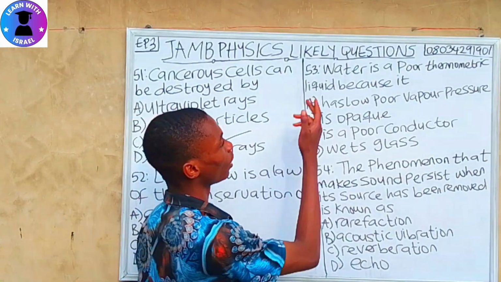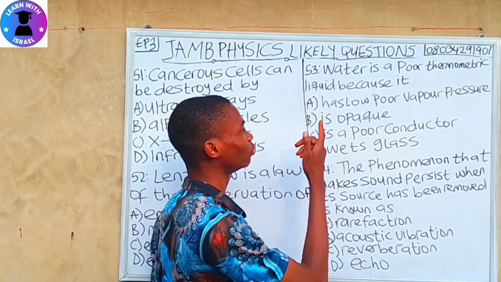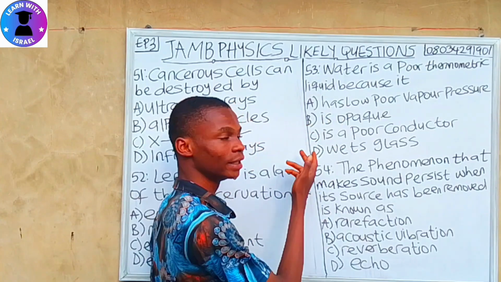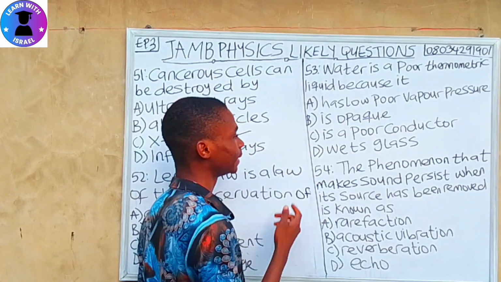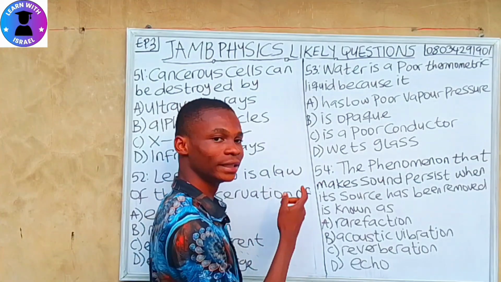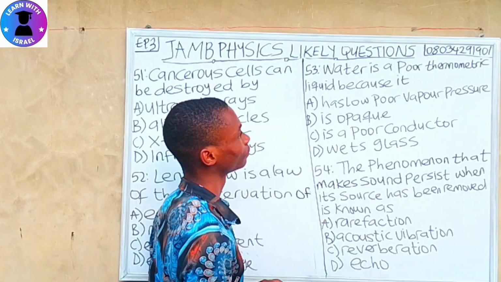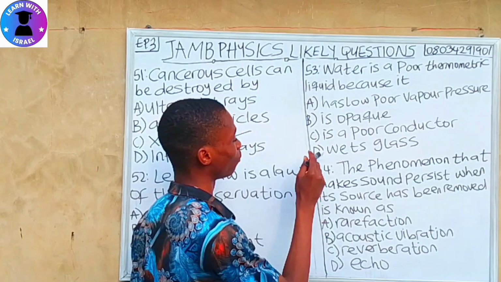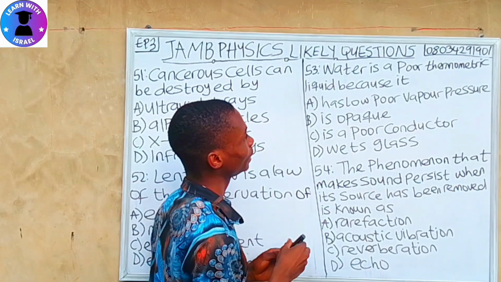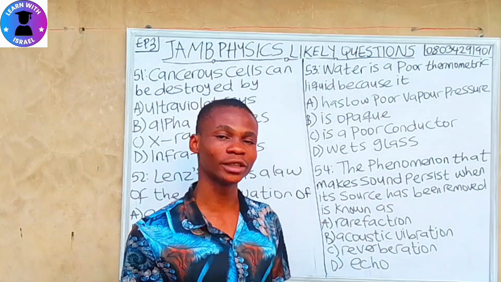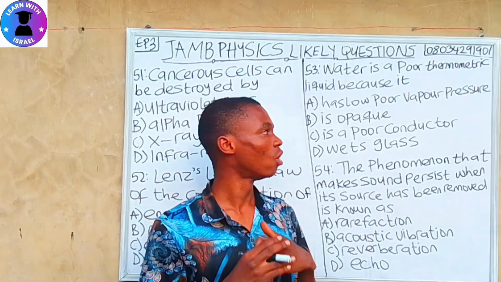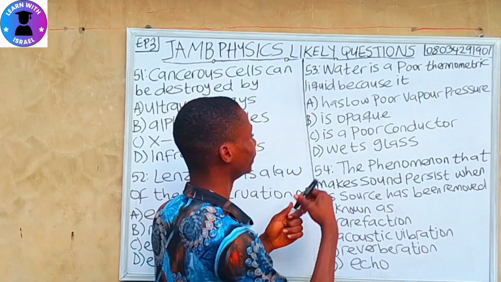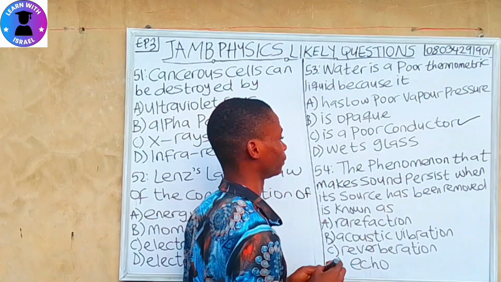Question 53. Water is a poor thermometric liquid because A. It has low vapor pressure. B. It is opaque. C. Is a poor conductor. D. It wets glass. Water does not wet glass, it is mercury that wets glass. Water is a poor thermometric liquid because water is a poor conductor. So option C is the correct answer.